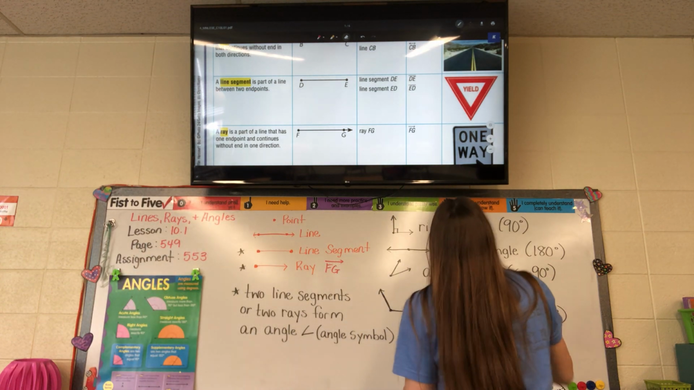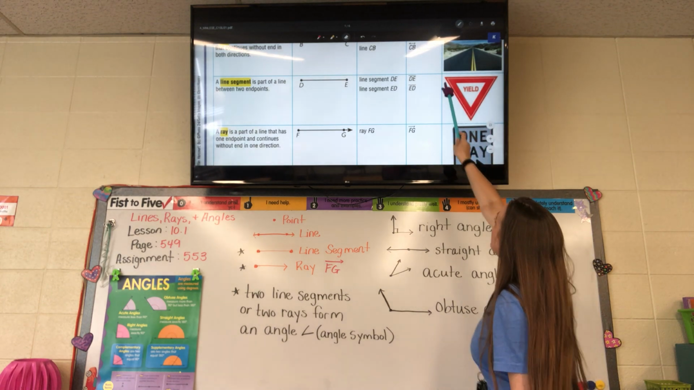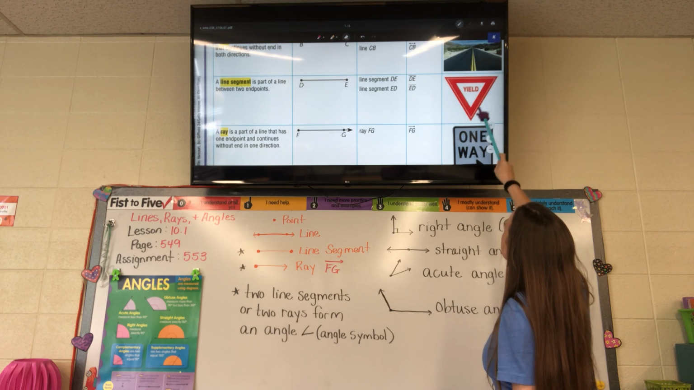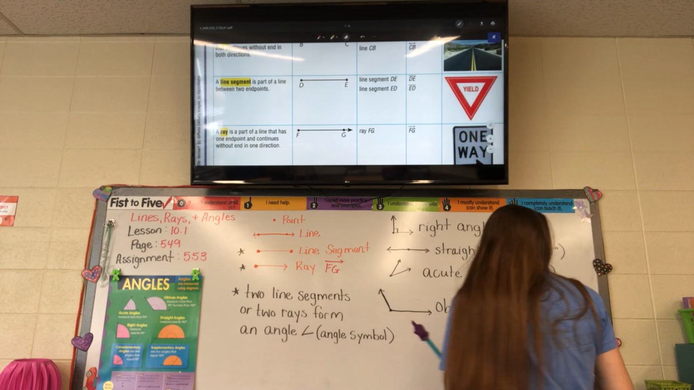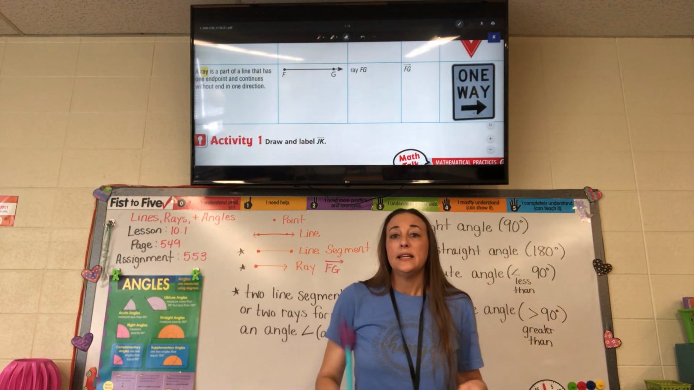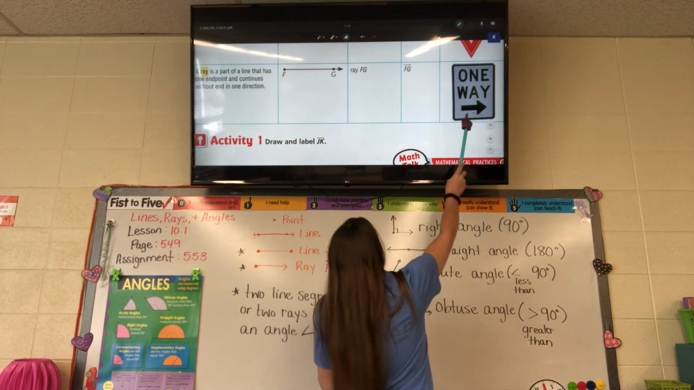And if we go back up here to our examples, I didn't talk about a line segment. So this is a line segment, this is a line segment, this is a line segment. And then an example of a ray that you see in the real world would be a one-way sign. It's got a ray right there on it.